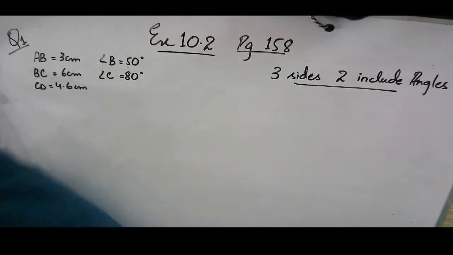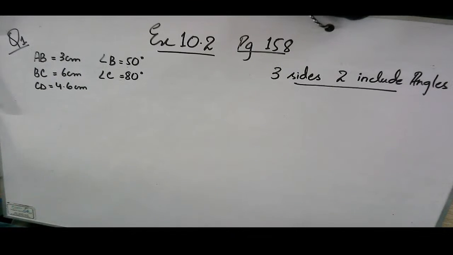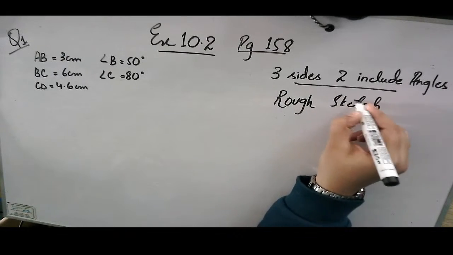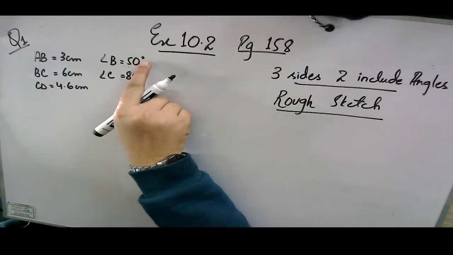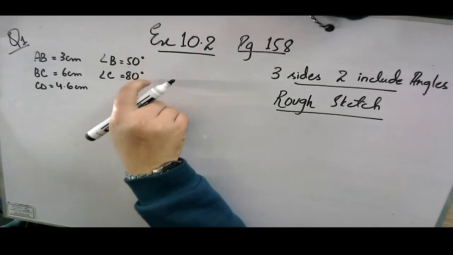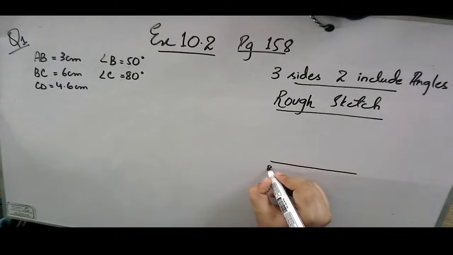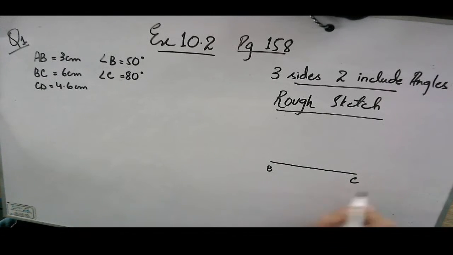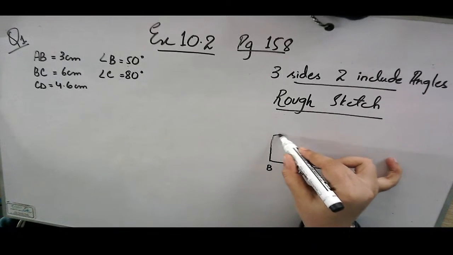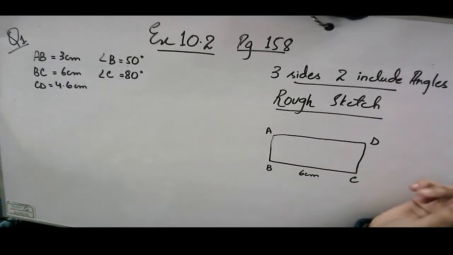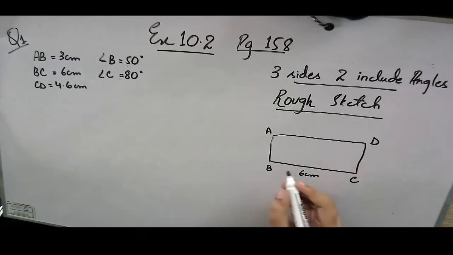So what you have to do in the start, first of all you have to draw a rough sketch. The angles are given on the two lines which are on B and C. So you have to take that line as a baseline on which the angles are given. So you have to take it as B and C. It means BC is given which is equal to 6 centimeter. It is a quadrilateral. So you have to take it as A, B, C, D, in which angle B is equal to 50 degree.